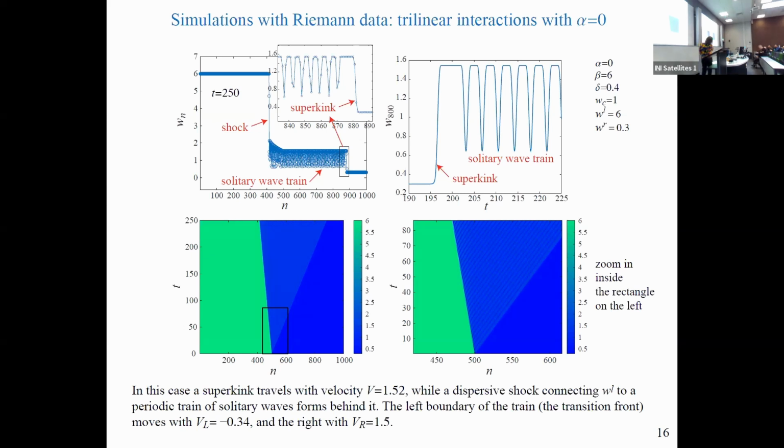It's a little bit hard to see here. So here's a plot of strain versus n, the site number. Instead, let's plot it versus time, and you can see the periodic structure of the train quite nicely. This is the space-time diagram, where you can also see this. There's a super kink which travels with this velocity 1.52, and then there's a shock that connects the train of solitary waves to the constant state, and then behind it.